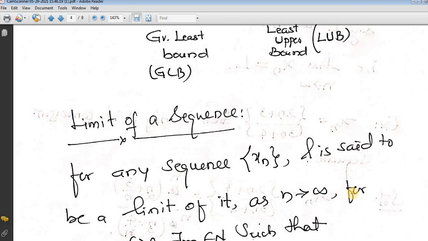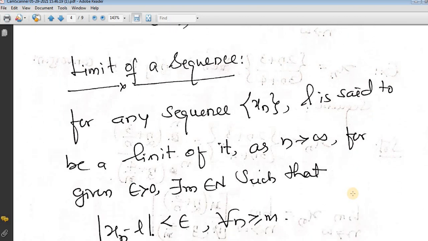Let me come to the limit of a sequence. What is the limit of a sequence? Already we have studied limits. For example, limit as x tends to 1 of x plus 1: when we substitute the value of x, what comes is the limit of a function. Here we are calculating the limit of a sequence. See here, for any sequence xn, L is said to be the limit of the sequence as n tends to infinity.